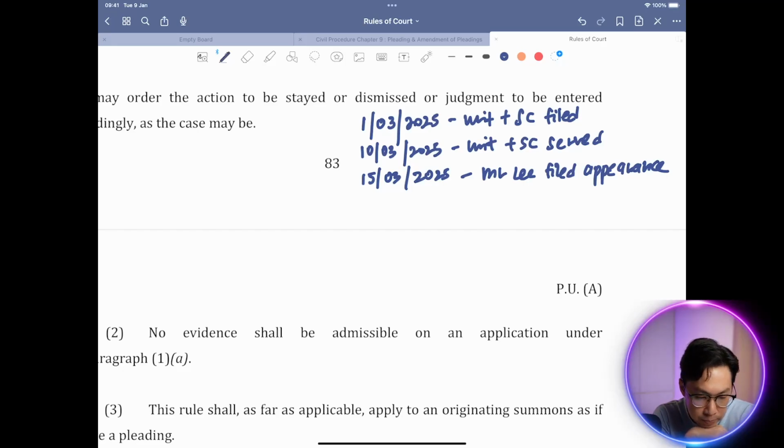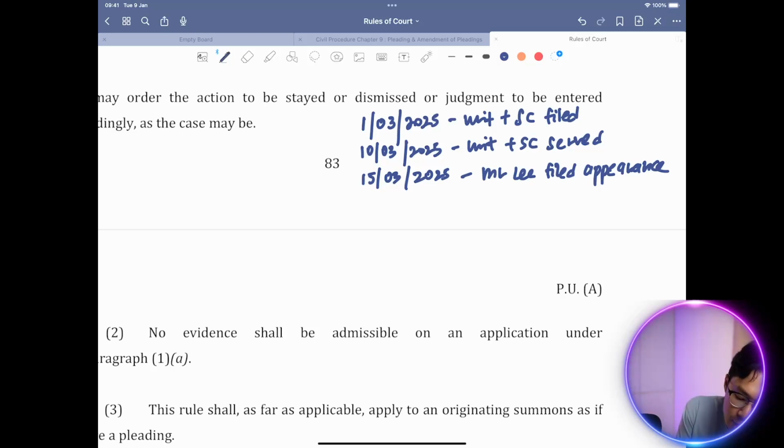Okay, let's see. When is the due date? All right. What do you call that? Mr. Lee must send back a statement of defense. Then you look at your Order 18. Look at Order 18, statement of defense. Service of defense. Order 18 Rule 2. Subject to a paragraph, a defendant who enters appearance and intends to defend shall, unless the court gives leave, serve a defense on a plaintiff before expiration of 14 days after time limited for appearing. So 15 plus 14, that is the due date.